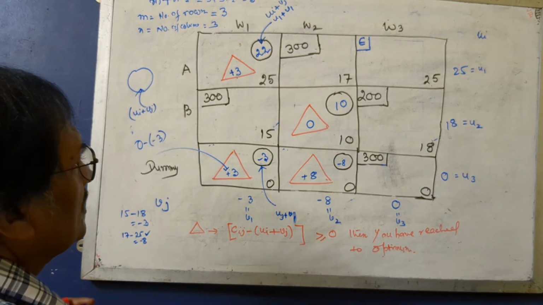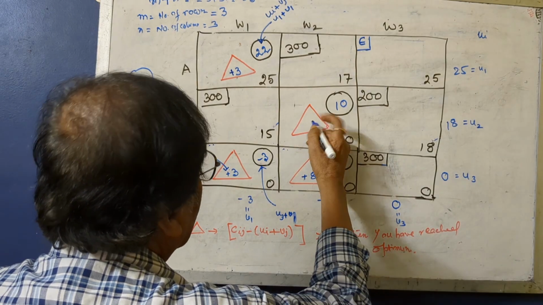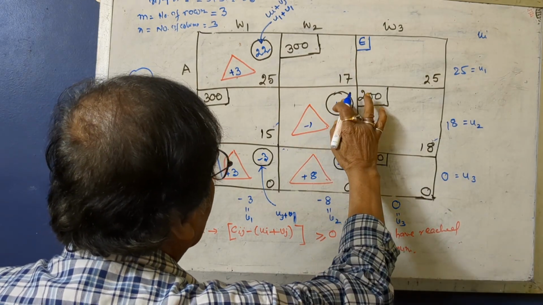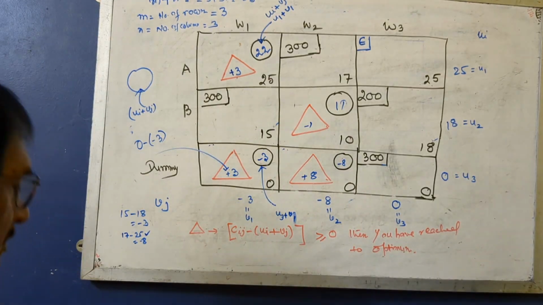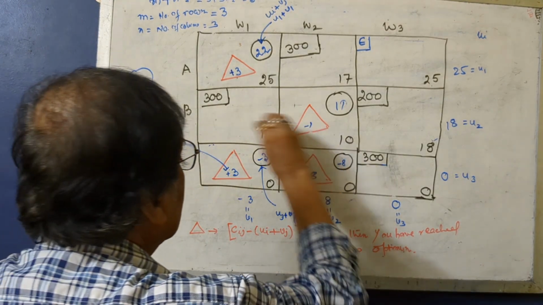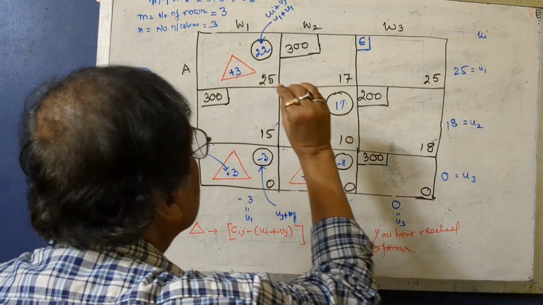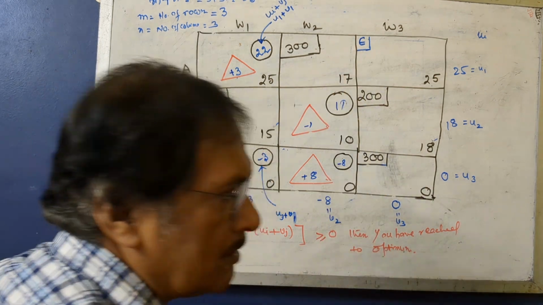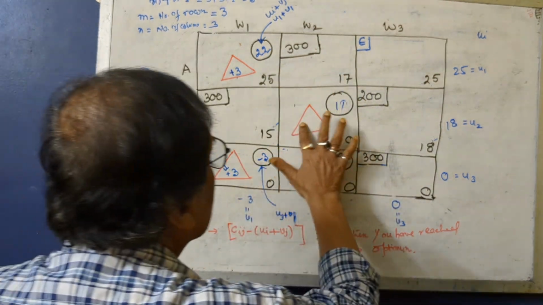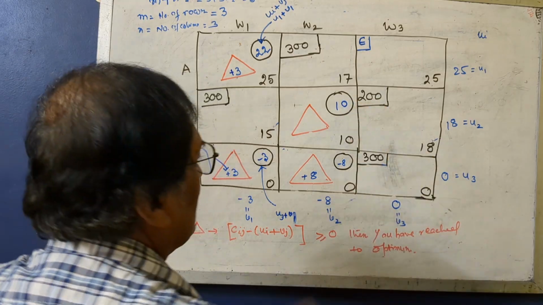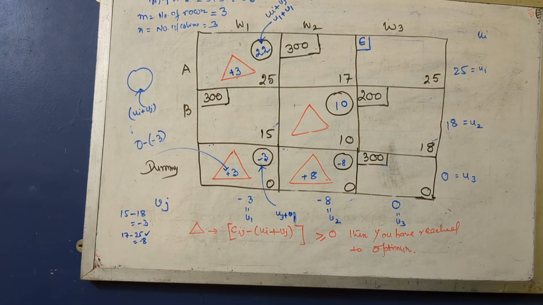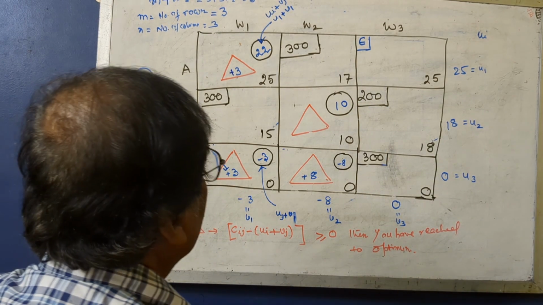Suppose this value comes to 11, suppose not that, then you have to move further. That means in this place, if you bring the quantities for shifting, it will be an advantage for reduction of cost. But in this case it is 0. That's why it is optimum, that is best.